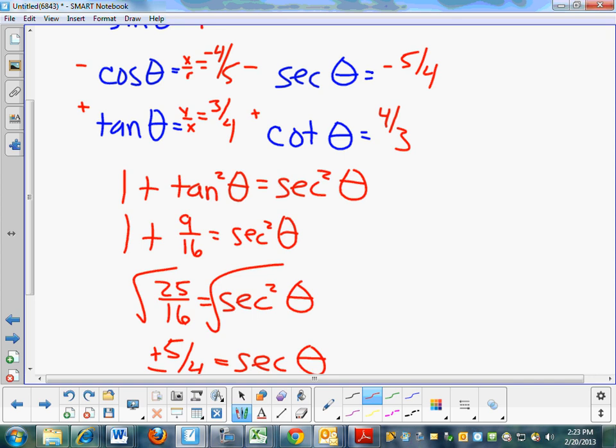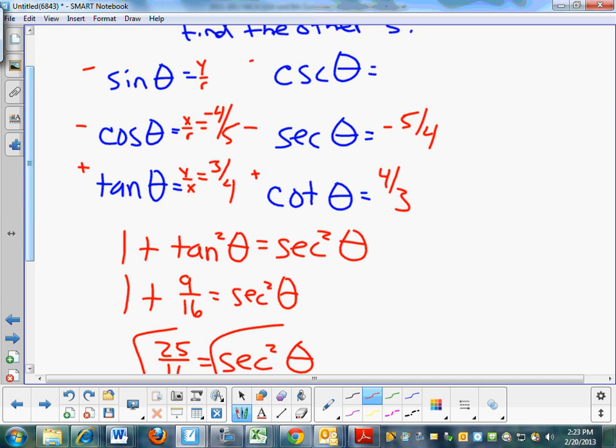So what if you want to find sine and cosecant? What could you do? You could use sine squared plus cosine squared equals 1. We could do that. You could also do, what else could you do? You could do sine divided by cosine equals tangent. Which one would you like to use? You choose. Sine squared plus cosine squared?